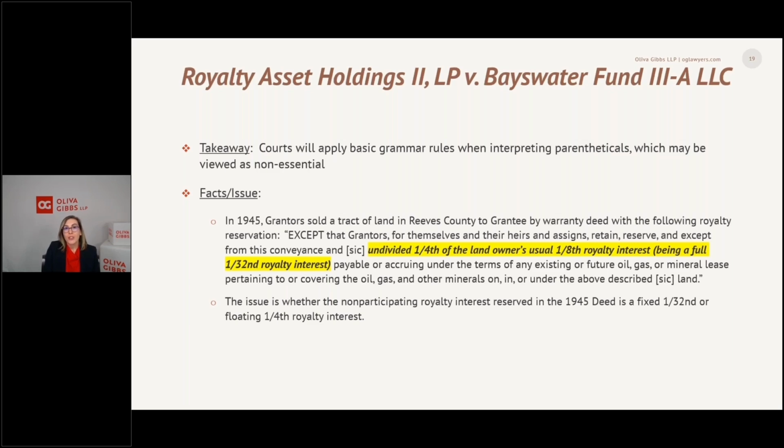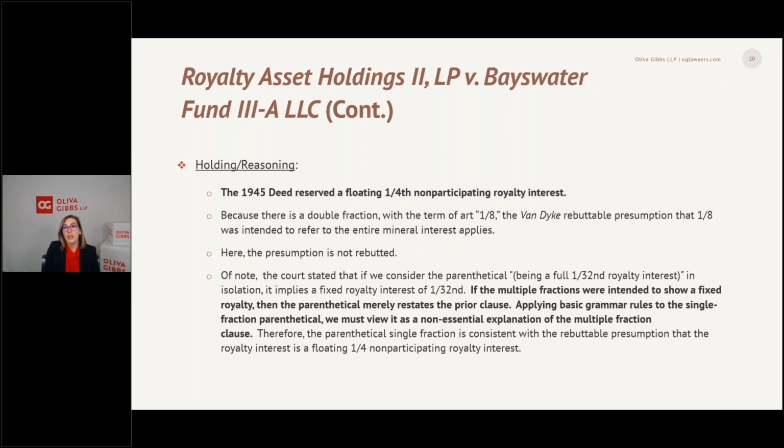The issue is whether the non-participating royalty interest reserved in the 1945 deed is a fixed 1/32 or a floating 1/4 royalty interest. Here, the court held that the 1945 deed reserved a floating 1/4 non-participating royalty interest. The court reached this decision because there was a double fraction with the term 1/8. Thus, the Van Dyke rebuttable presumption that 1/8 was intended to refer to the entire mineral interest applies. Here, the presumption was not rebutted.